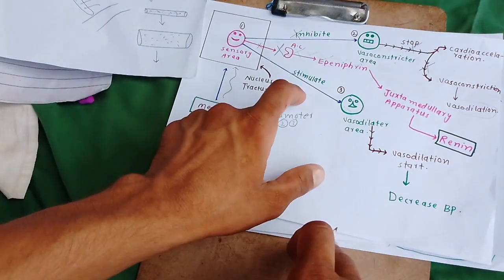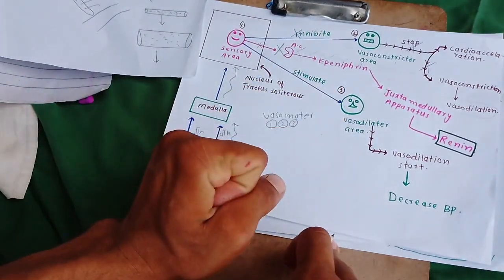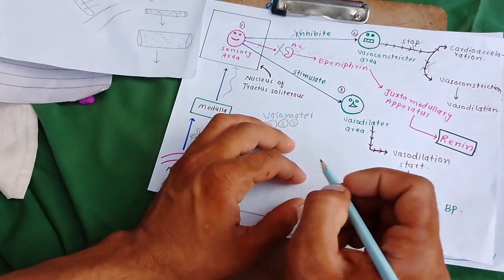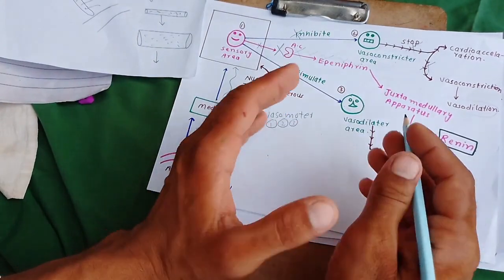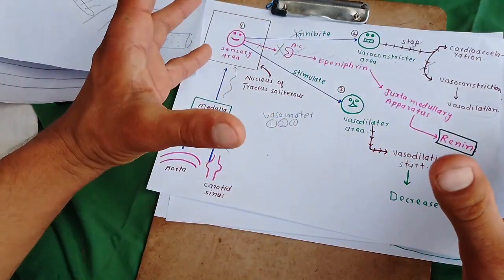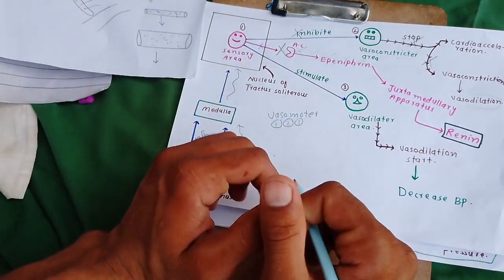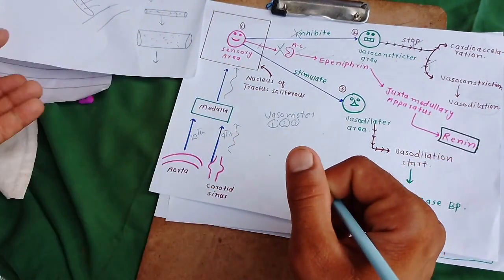Okay, another most important point, it stimulates the vasodilator area. When the vasodilator area is stimulated, then vasodilation starts. The dilatation of the blood vessel starts. When the blood vessel dilates, then the BP is decreased.